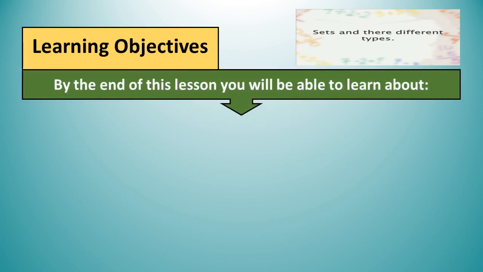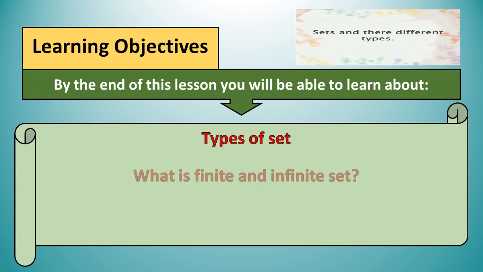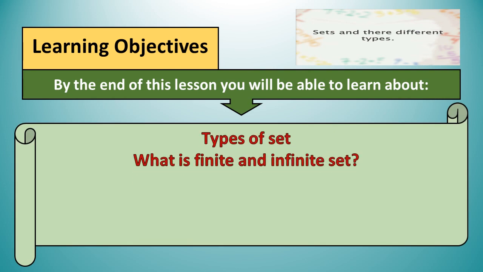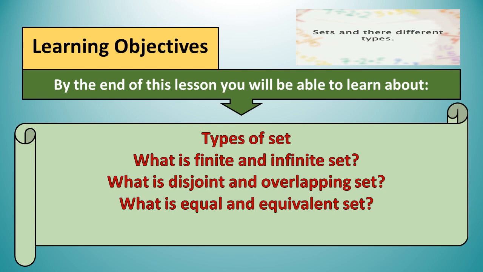Dear students, I hope by the end of this lesson you will be able to learn about types of sets. You will be able to know what is finite and infinite set, what is disjoint and overlapping set, what is equal and equivalent set and what is empty set. So let's begin.